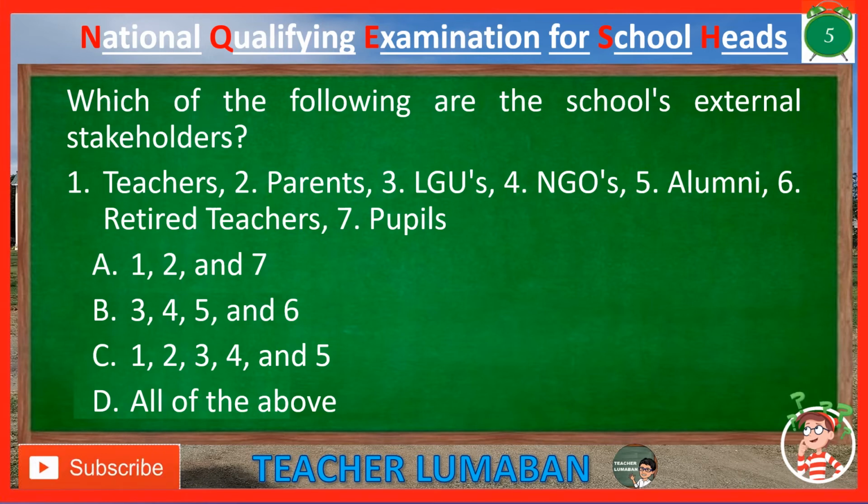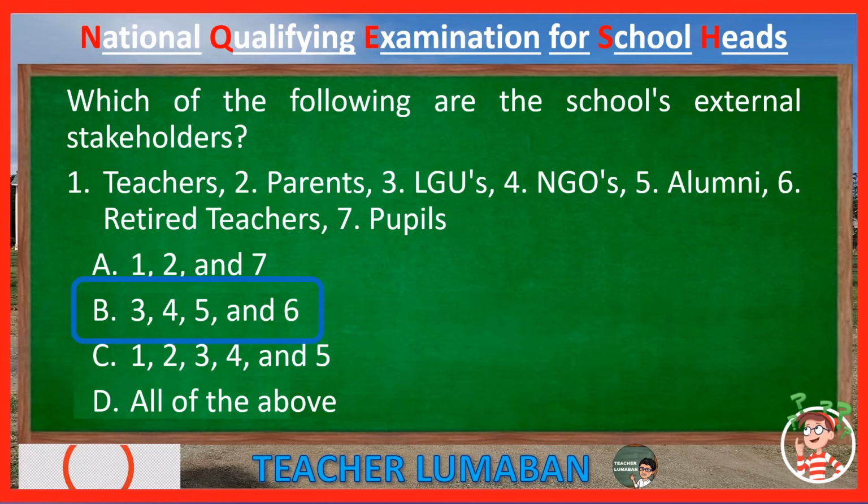5. 4. 3. 2. 1. The correct answer is letter B, 3, 4, 5, and 6. The school's external stakeholders are LGUs, NGOs, alumni, and retired teachers.